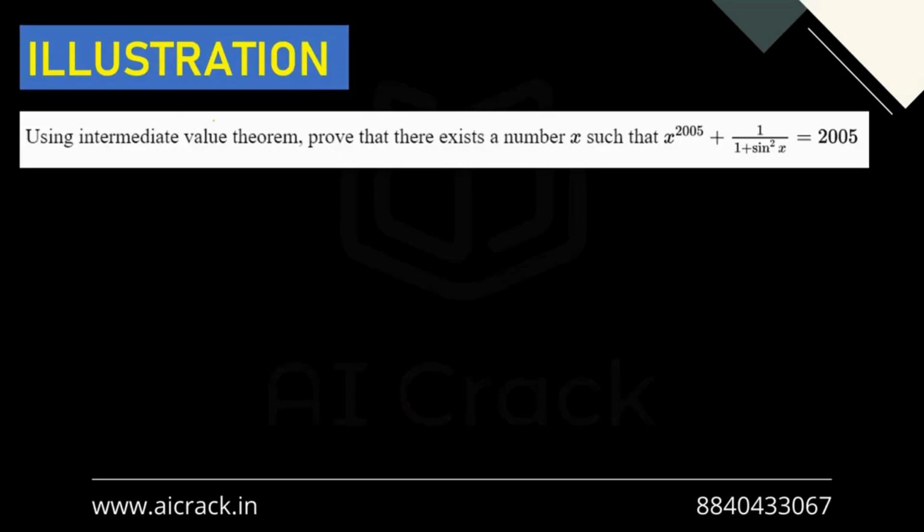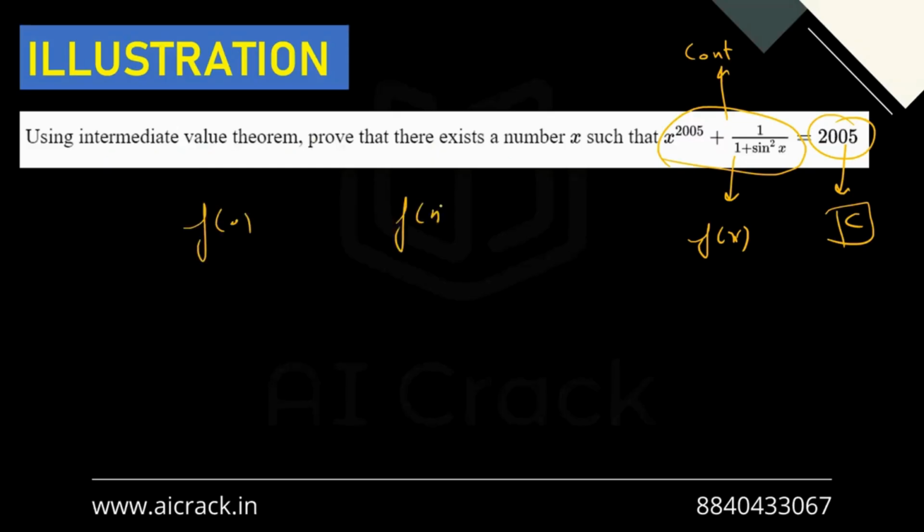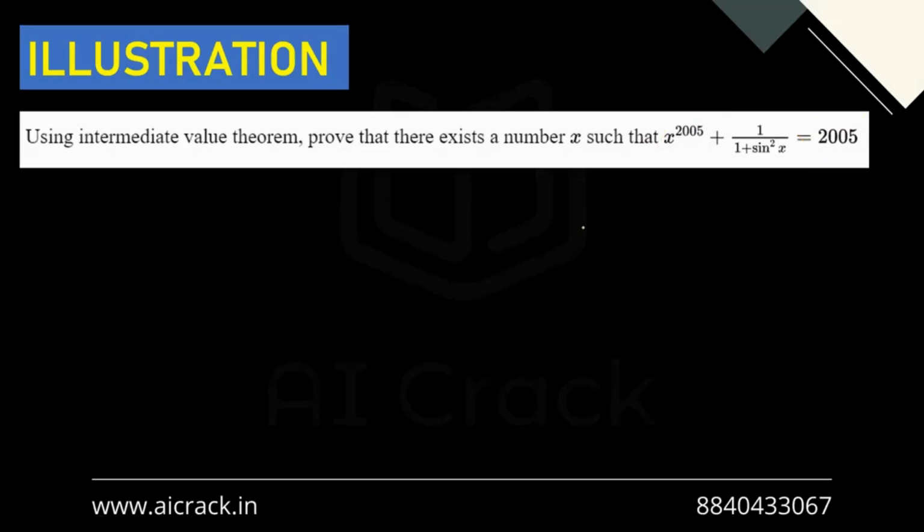And now let's solve this example. Using the intermediate value theorem, prove that there exists a number x such that this function equals 2005. Now this value is nothing but the c value. This is nothing but fx. And now what we have to do is prove that this function is continuous, right? Because if the function is not continuous, we cannot apply the intermediate value theorem, right? And we have to find out the range fa and fb to apply the intermediate value theorem. So let's first prove whether the function is continuous or not.